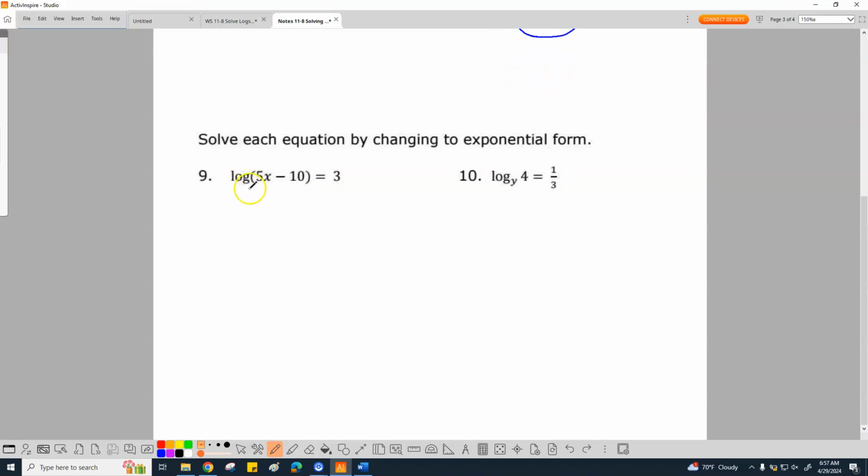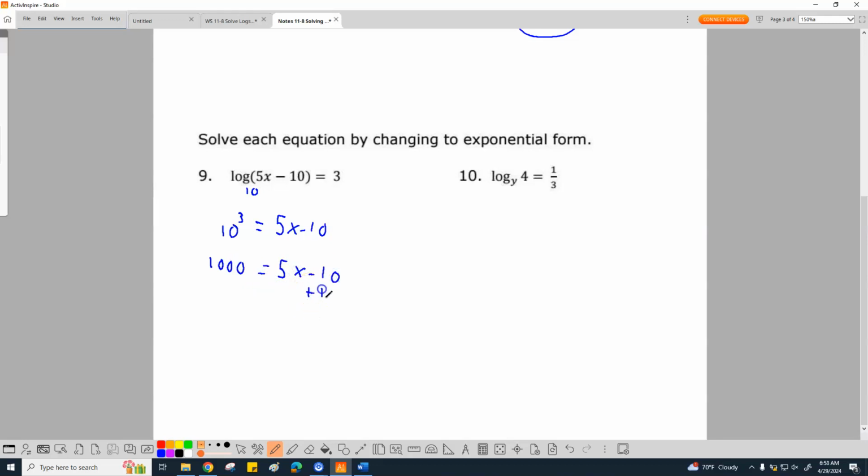The base, log base 10. If there's no base there, that's the base, 10. Watch how I rewrite this. I get 10 to the 3rd equals 5x minus 10. You see how that 5x minus 10 is in that one spot? The rules of rearranging stay the same. 10 to the 3rd is 1,000, equaling 5x minus 10.